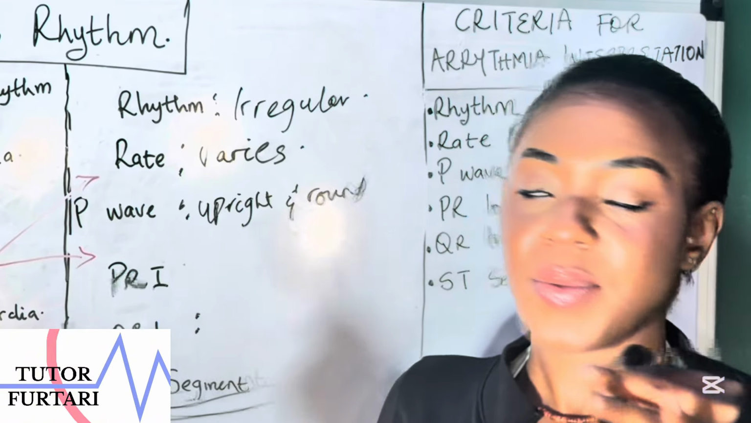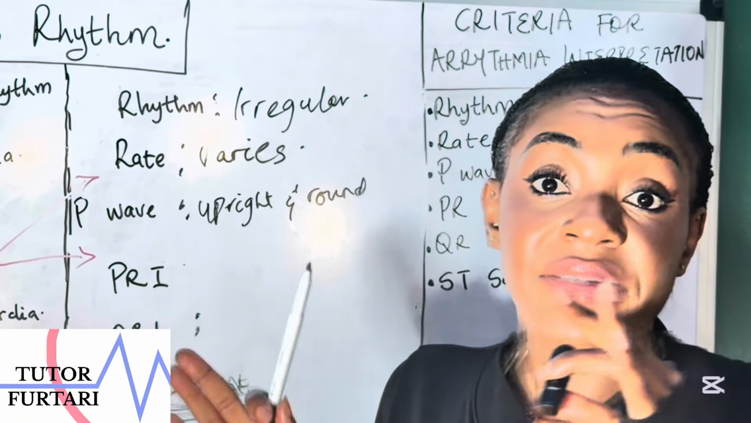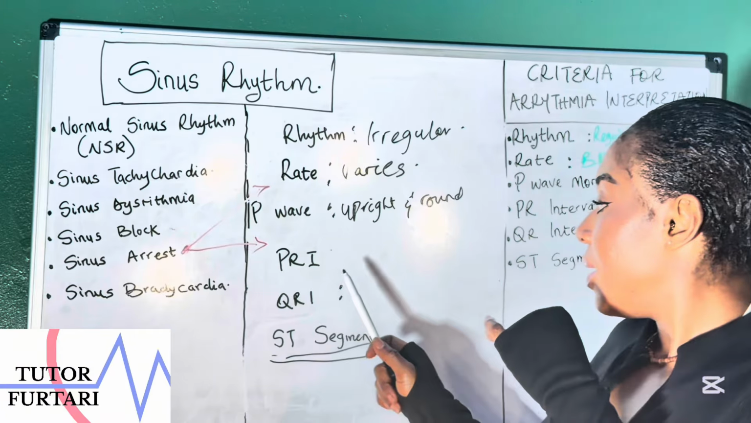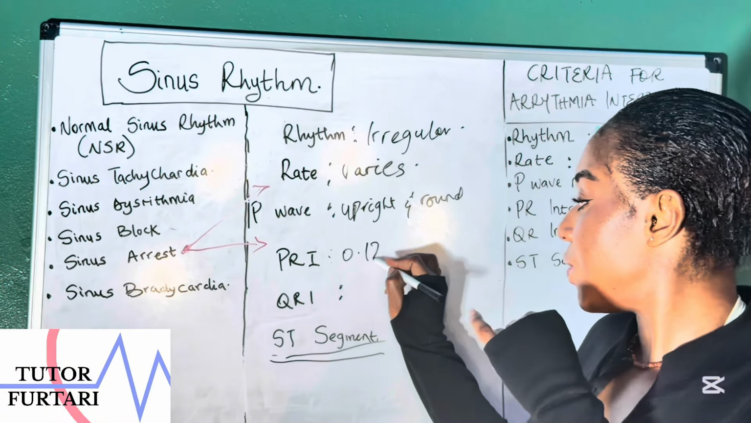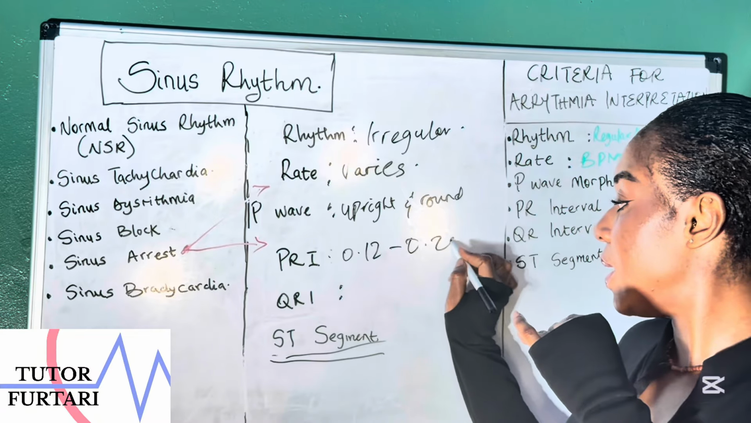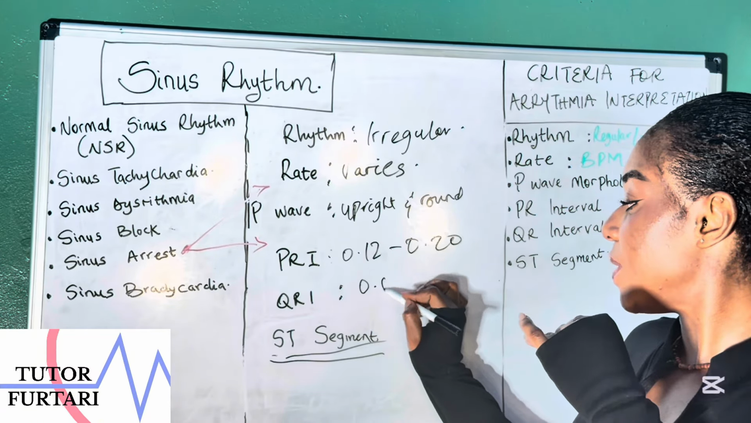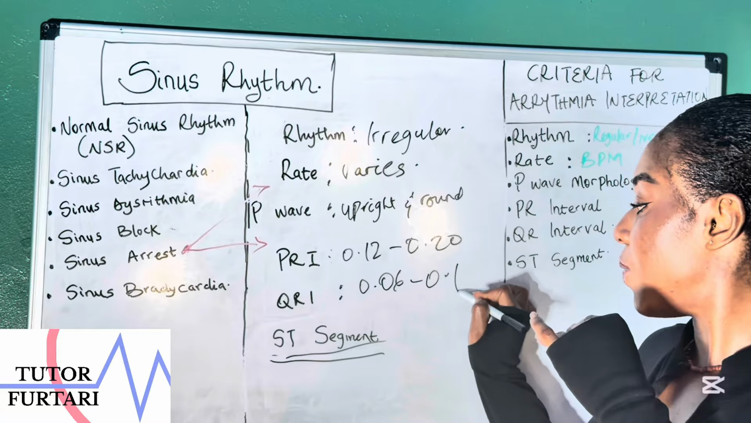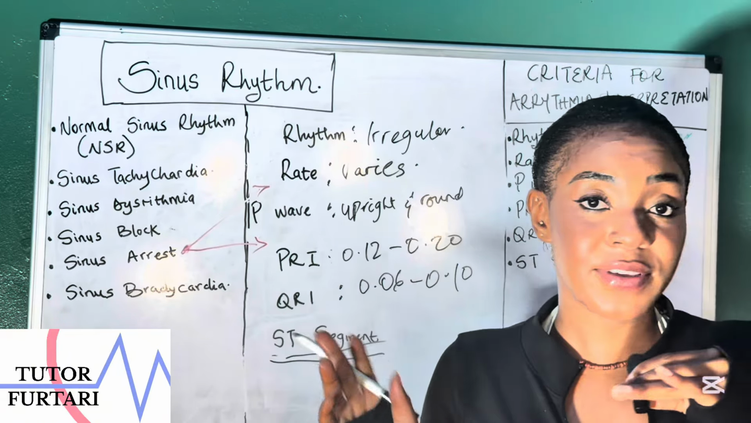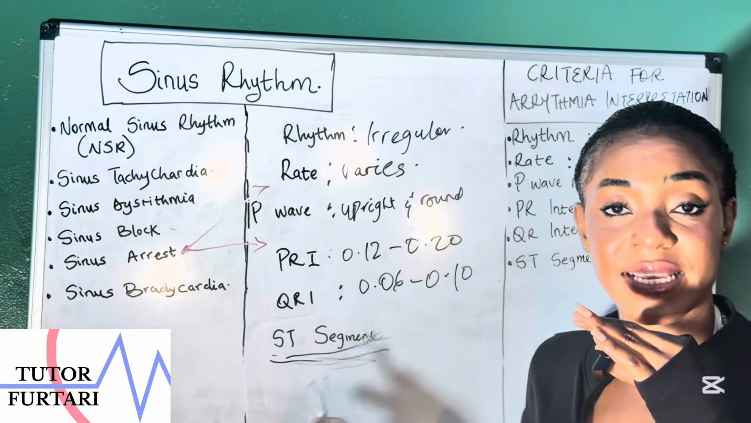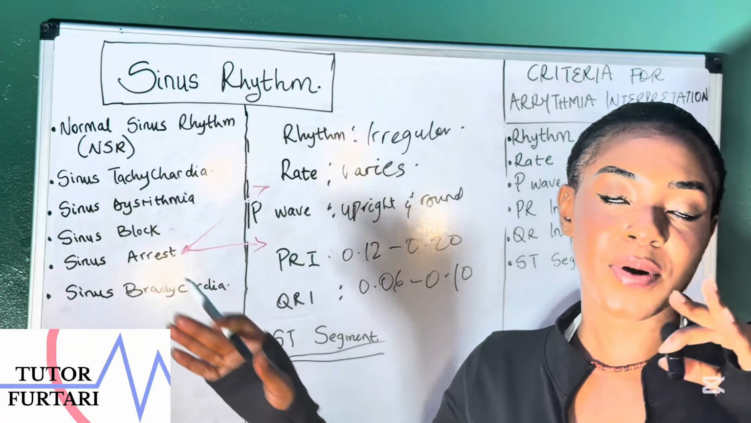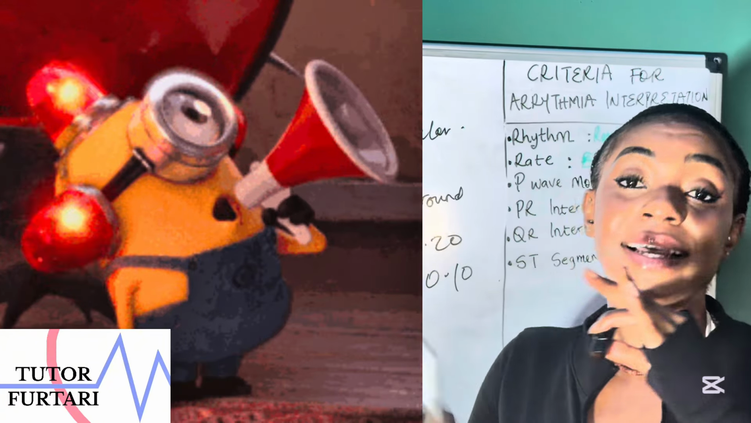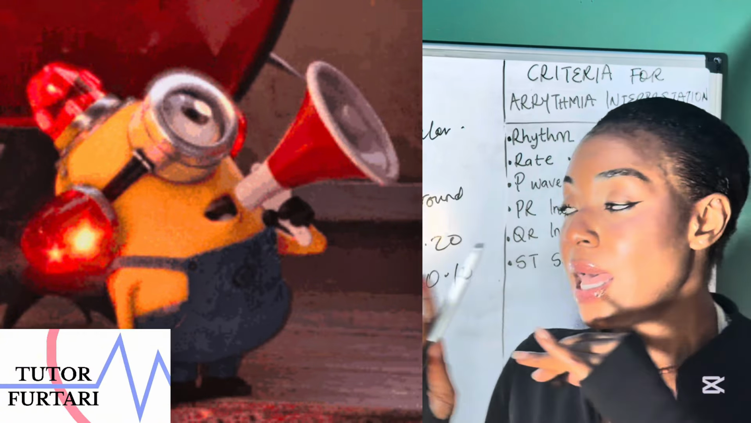Could be sinus junctional, could be whatever it is, it's sinus. PRI should be between 0.12 to 0.20, and QRS will be 0.06 to 0.10. ST segment, no elevation, no depression. If there's ST segment elevation or depression, consider ischemia, consider a problem. Call your provider, tell your physician, tell anybody. You've got to tell your supervisor and let them know.